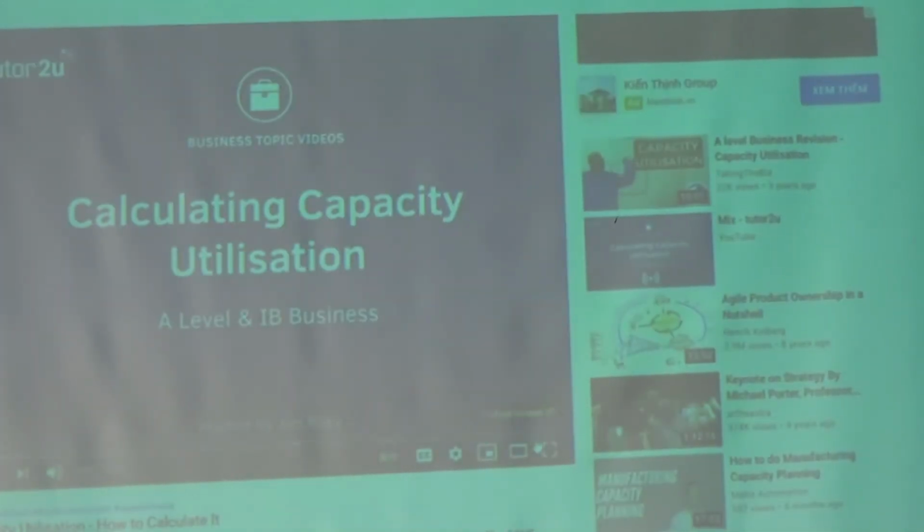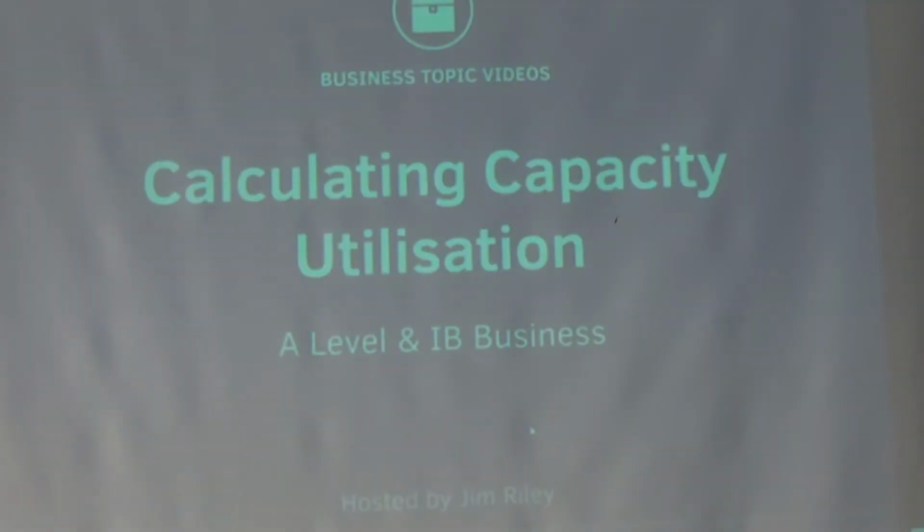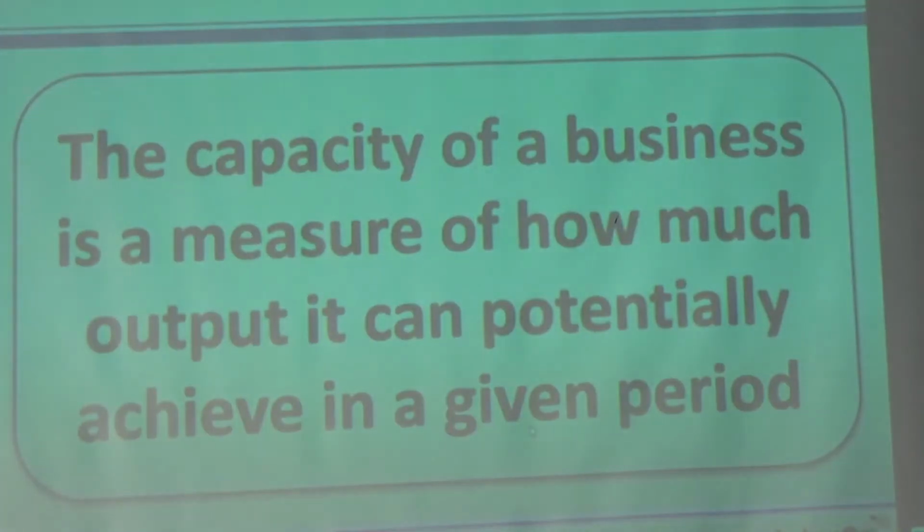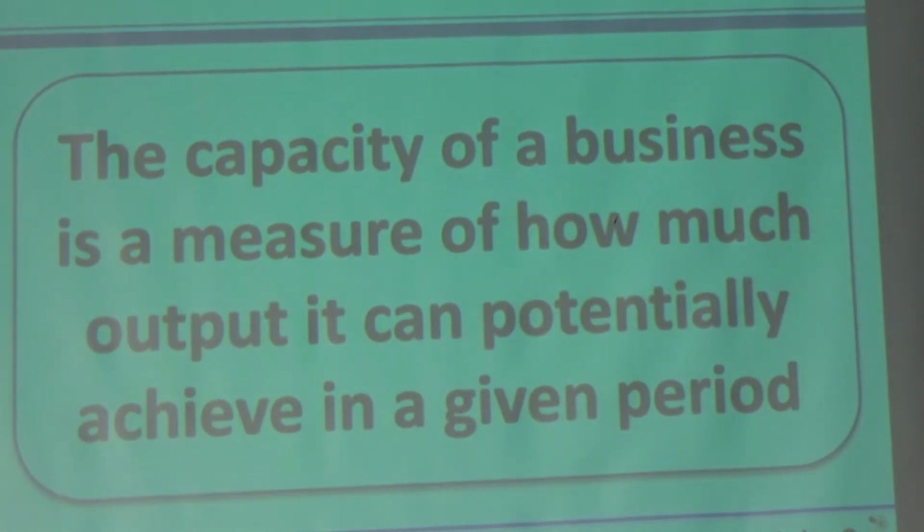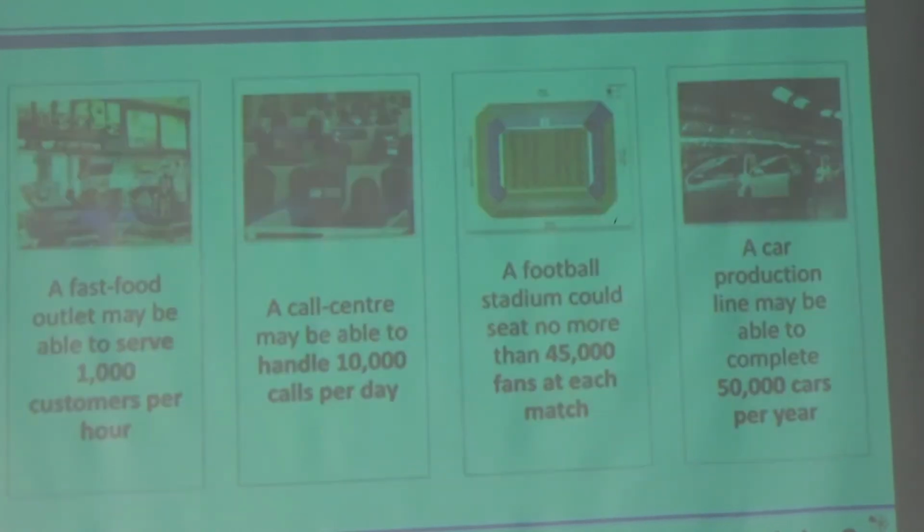Let's take a look at how you calculate capacity utilization. To start with, a brief reminder, what do we mean by capacity? Well, capacity is a measure of output. It's a measure of how much output a business could potentially achieve over a given period. And there are lots of different ways you can measure capacity. The key thing is it's a measure of potential output, the maximum output.